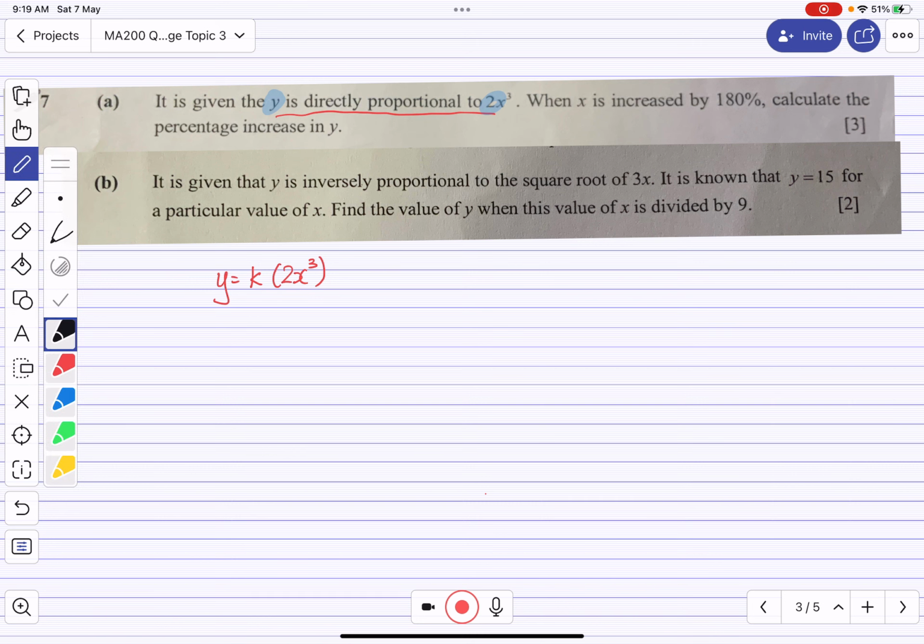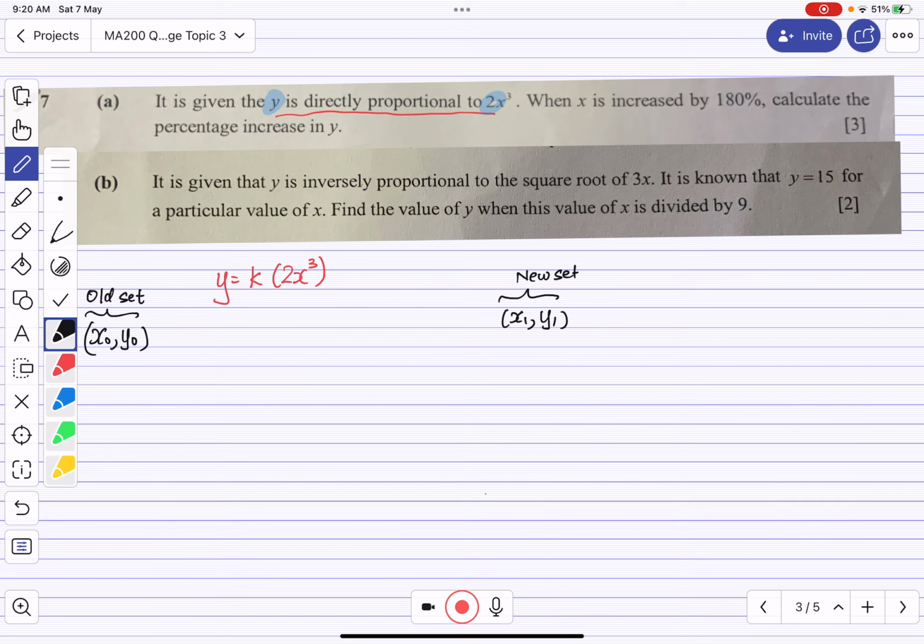As per what we have done the last few questions, we always define two sets of values. One is the old set and one is the new set. So the old set is x0, y0, and we always define the new set as x1, y1. This is basically the new set of values, and this is the old set of values.